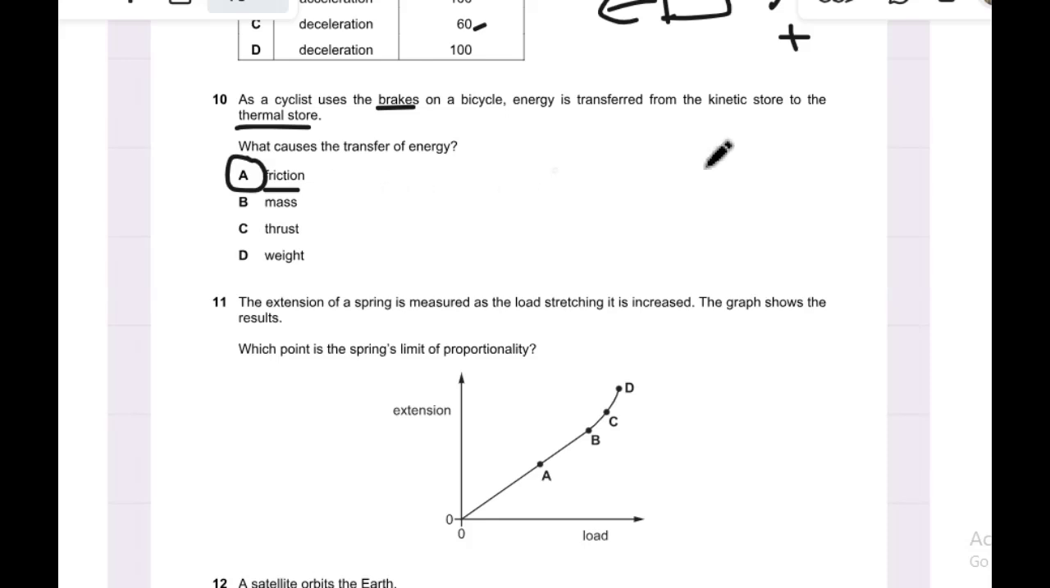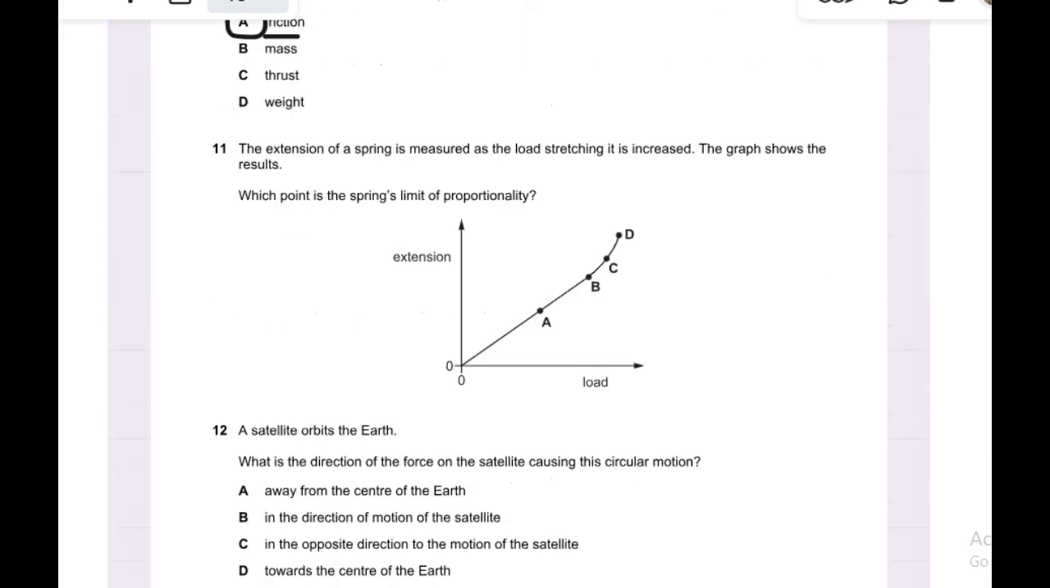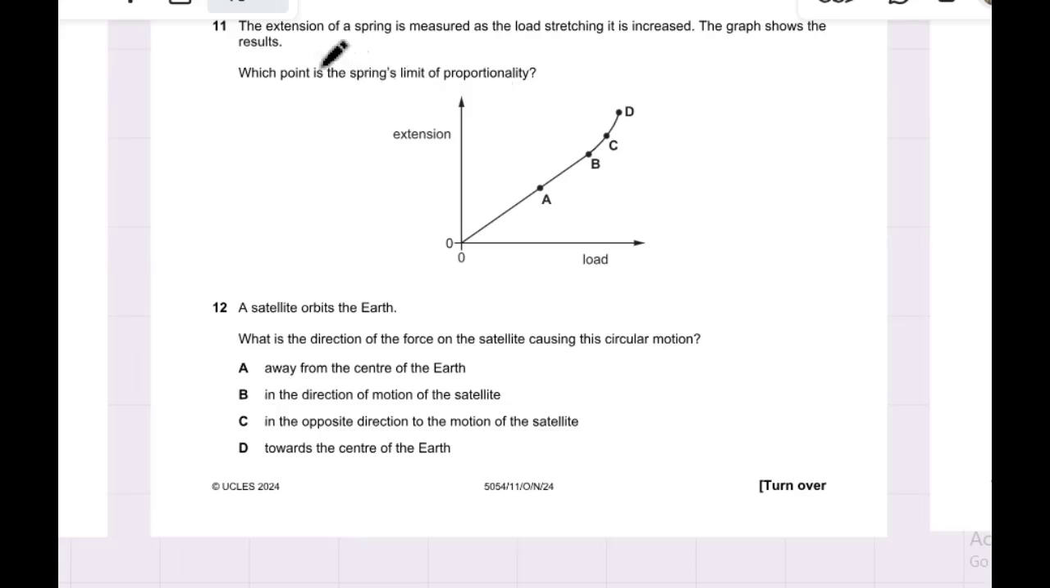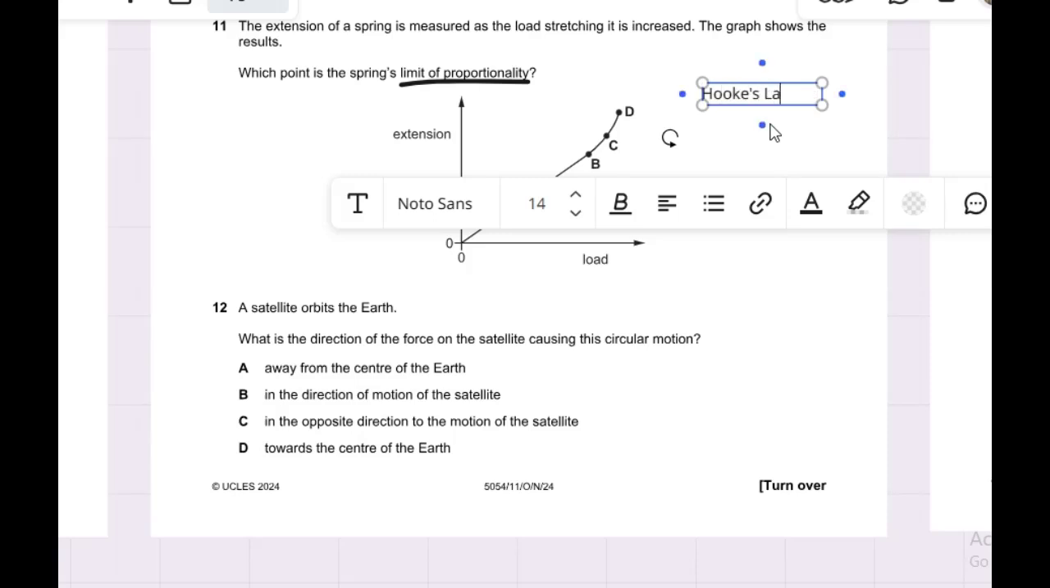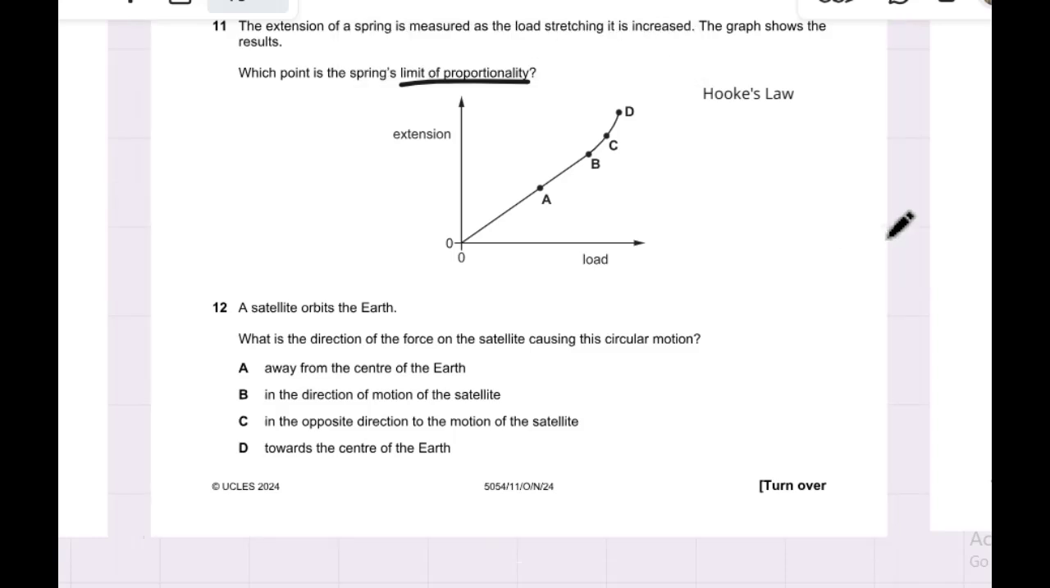Question number 11. The extension of a spring is measured as the load stretching it is increased. The graph shows the results. Which point is the spring's limit of proportionality? Now, the limit of proportionality can be found using Hooke's law, and the limit of proportionality is the last point at which the extension load graph has a constant gradient. So here the last point where there is a constant gradient is option B. So option B is the correct answer.